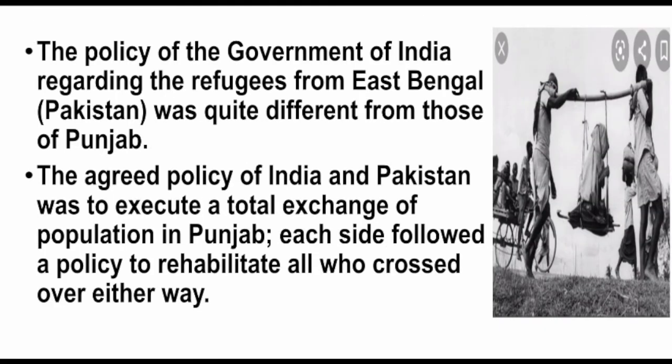The policy of the Government of India regarding the refugees from East Bengal, which has now become Pakistan, was quite different from that of Punjab. The agreed policy of India and Pakistan was to execute a total exchange of population in Punjab. Each side followed a policy to rehabilitate all who crossed over either way. Regarding the refugees of Punjab, both the Pakistan and Indian governments decided that the total population should be transferred and each side would help those people who had come to their side by providing them shelter and rehabilitating them.